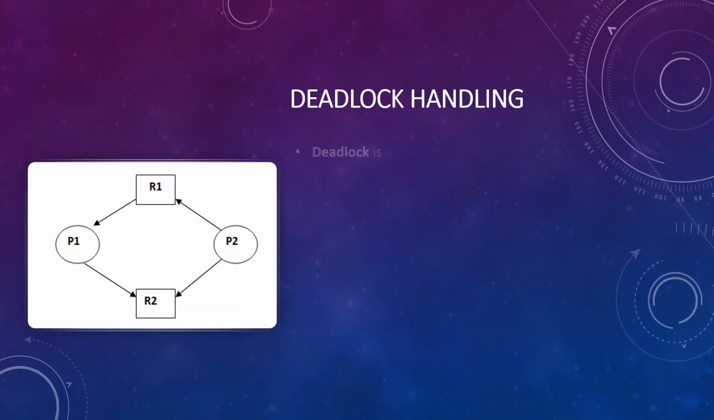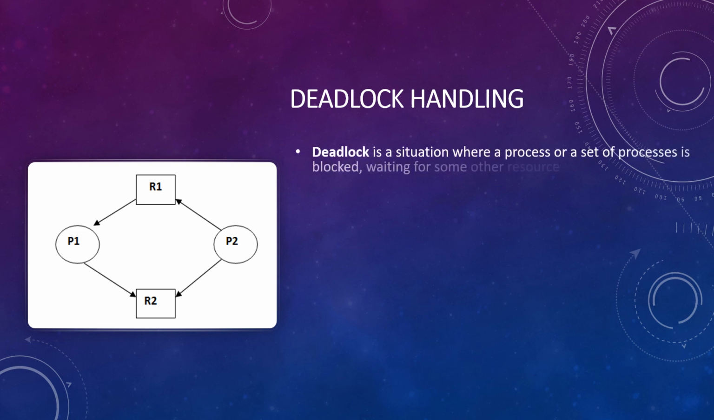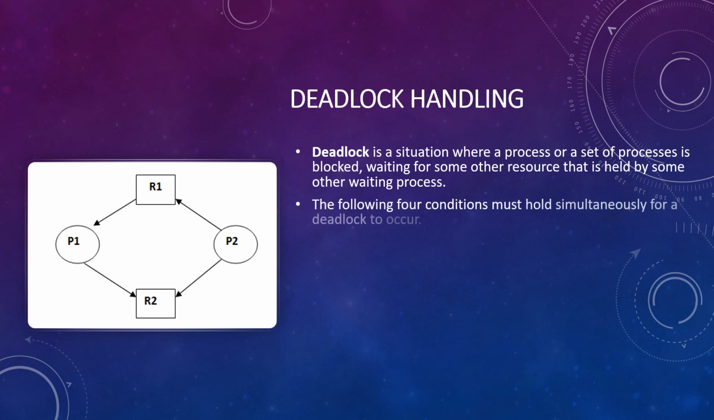Deadlock handling. Deadlock is a situation where a process or a set of processes is blocked waiting for some other resource that is held by some other waiting process. The following four conditions must hold simultaneously for a deadlock to occur.